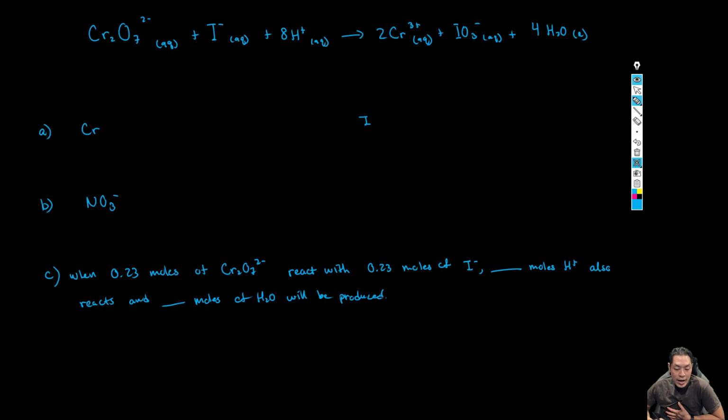All right, for the next one, we have the following equation that's given to us. We have chromium oxide, Cr2O7 2-, so it's an ion. We have iodine, or iodide. We have hydrogen ion. One thing we want to pull from this is not only oxidation numbers, but also notice the balanced equation. So one of these is going to react with one of these, which is going to react with 8 hydrogens to create 2 of these, 1 of these, and 4 waters.